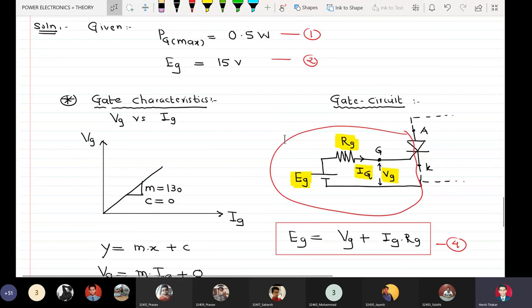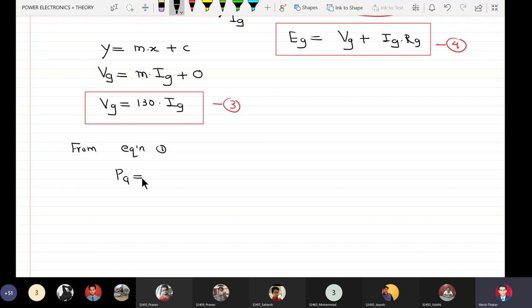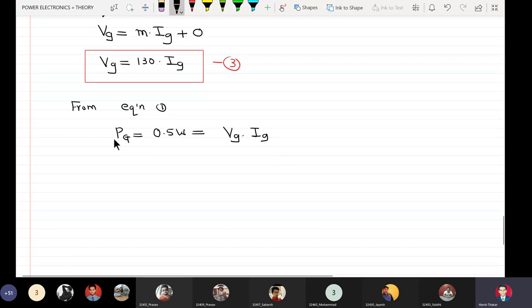So students, from equation number 1, my Pg is equal to 0.5 watt, which is also equal to Vg into Ig. It's very simple. Power is equal to voltage into current. So gate power is equal to gate voltage into gate current. So my Pg is equal to 0.5 watt, but it is also equal to Vg into Ig.